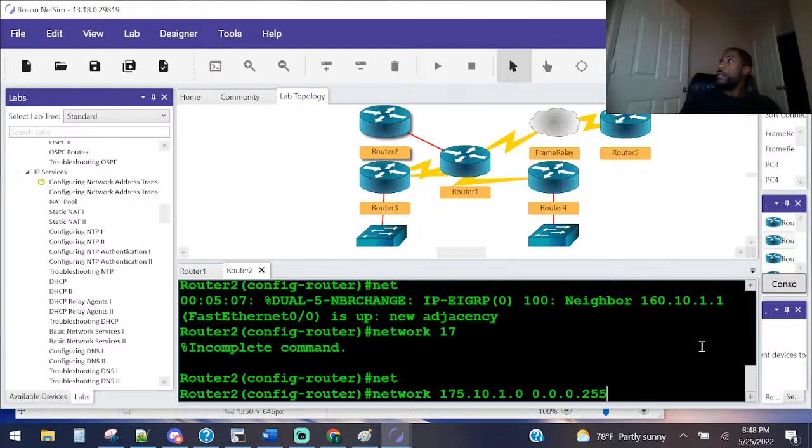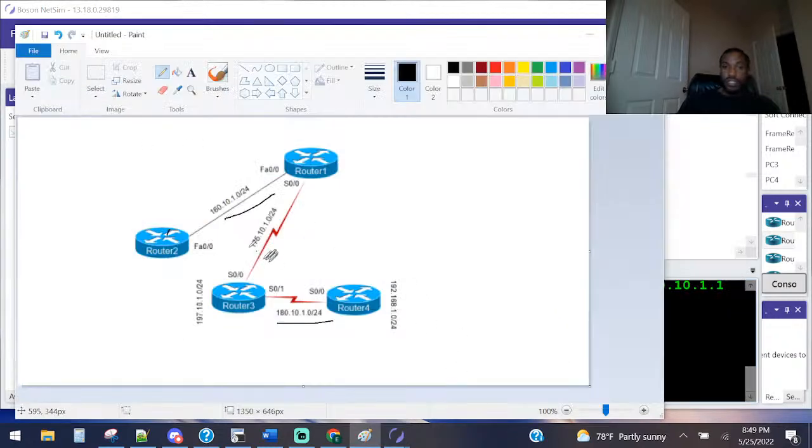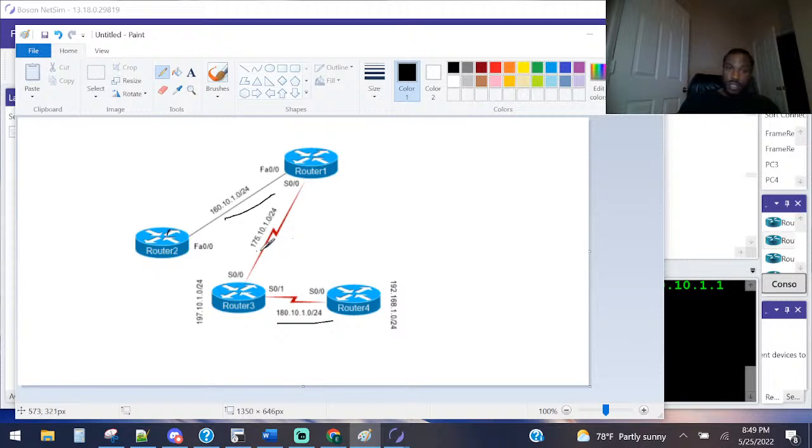0.0.0.255. I appreciate all you guys that stuck around with me. I'll tell y'all in a little bit, but I appreciate you guys for sticking around. These two should become neighbors now, right? Let's see. We should get another EIGRP adjacency there. 175.10.1.0, right? Yeah. I don't see them becoming neighbors just yet. Let me make sure that's correct. Yeah, 175.10.1.0. So we have a neighbor adjacency over here, but don't have one over here just yet.